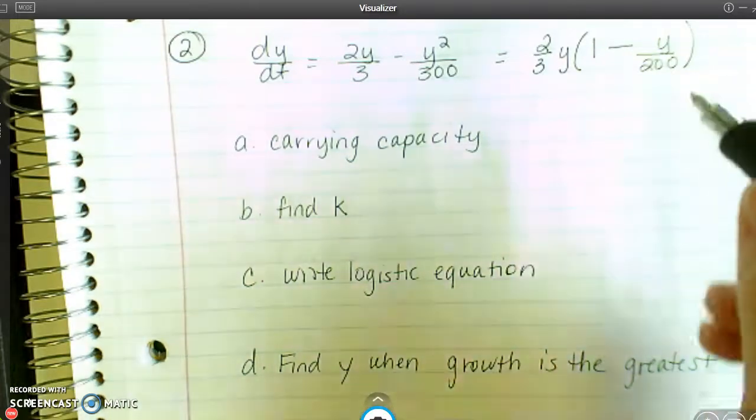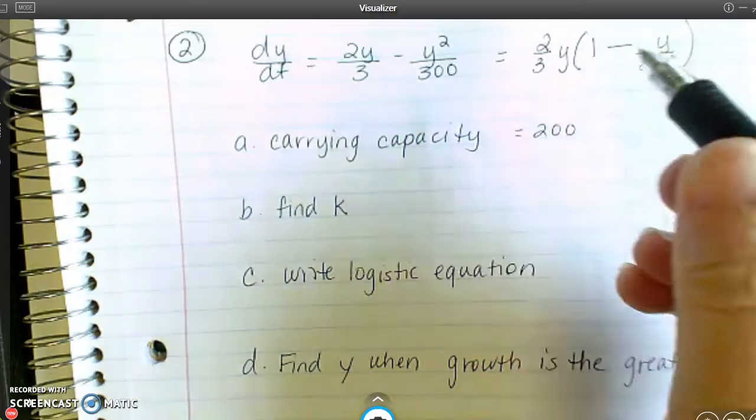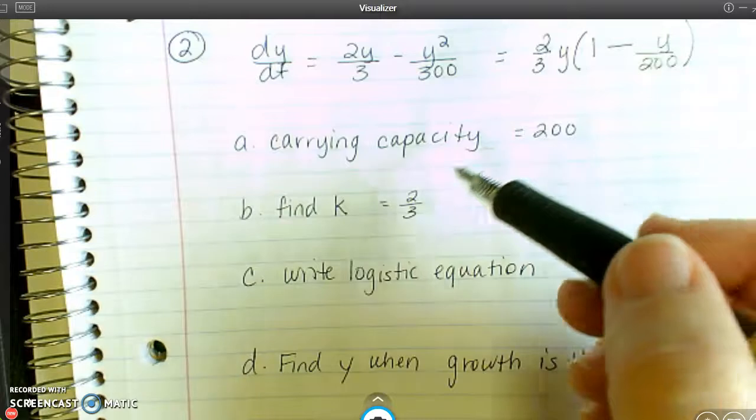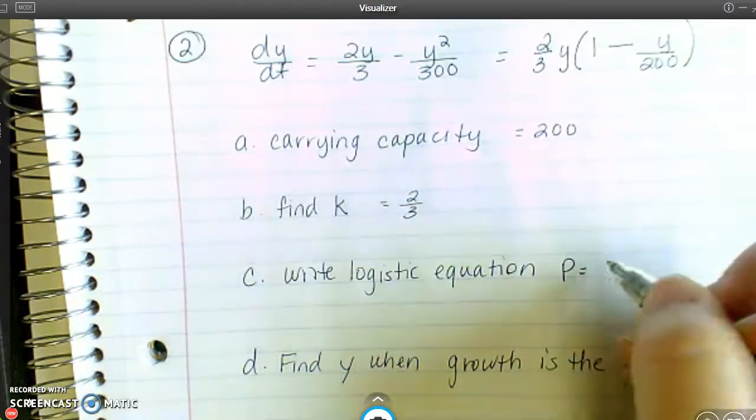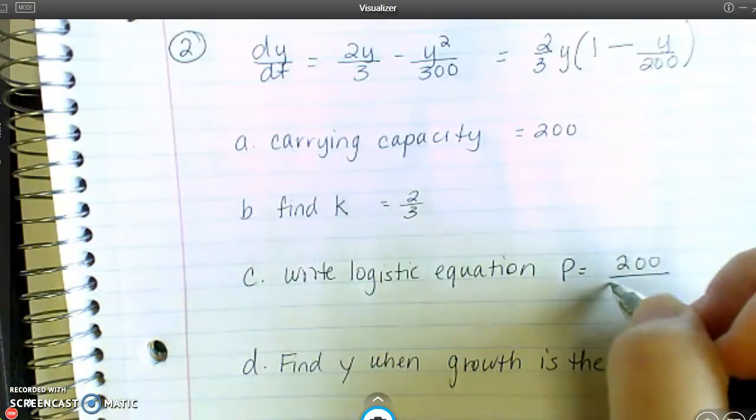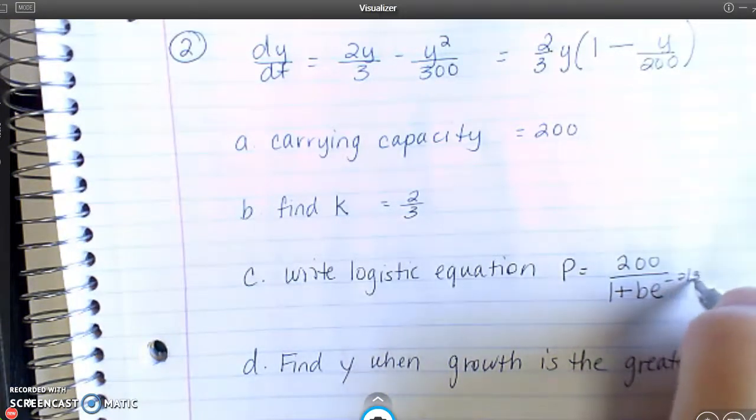My carrying capacity I know is 200 because that's the number underneath y. My k is the 2/3. And because I rewrote that and know the carrying capacity and k, I can write down my logistic equation, which is 200 over 1 plus b e to the negative 2/3 t.